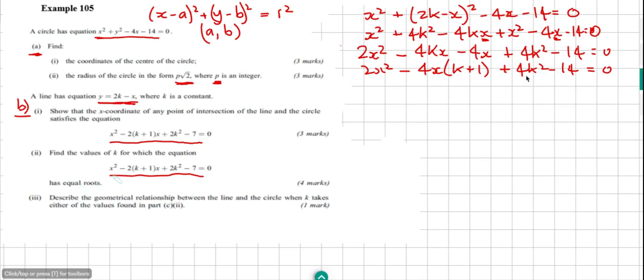And in fact, that will give us what we're looking for there in part 1. So we're going to get x squared minus, I'll just rearrange the order of this one. So divided by 2, I'm going to have 2k plus 1 x, and then plus 2k squared minus 7. So that's as required in part 1, in B1.